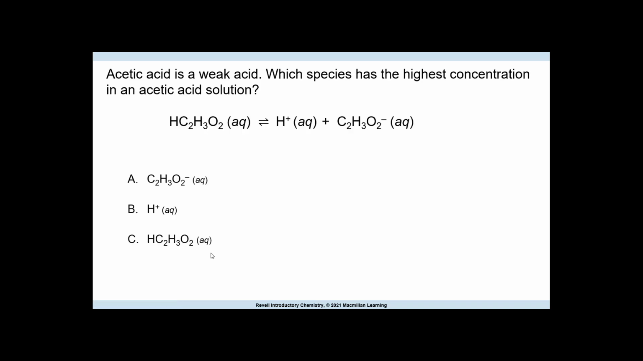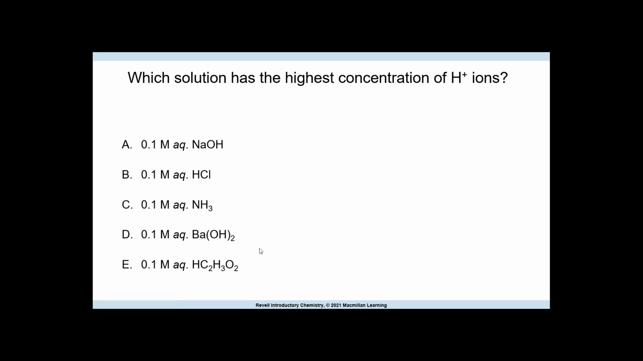Acetic acid is a weak acid. What species has the highest concentration in an acetic acid solution? This one would be interesting because if it's a weak acid, it stays mostly intact. So we're not going to have a high concentration of protons. We're not going to have a high concentration of the acetate ion. What we are going to have is mostly intact acetic acid staying together.